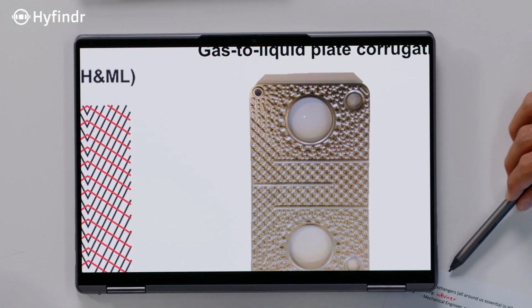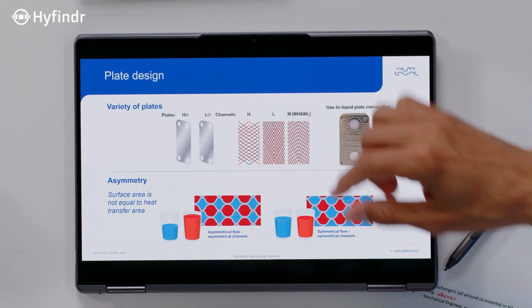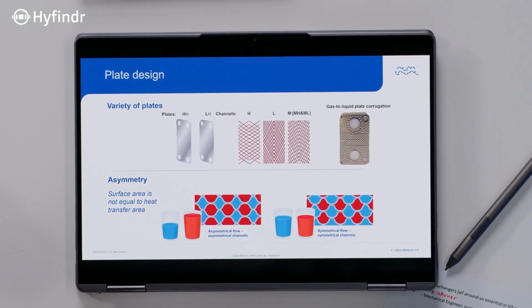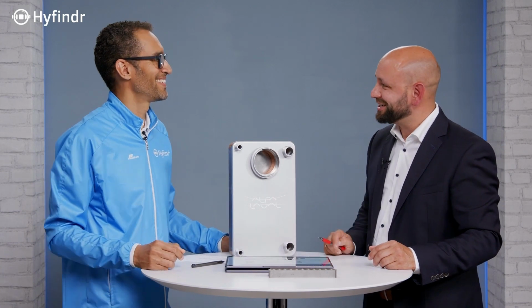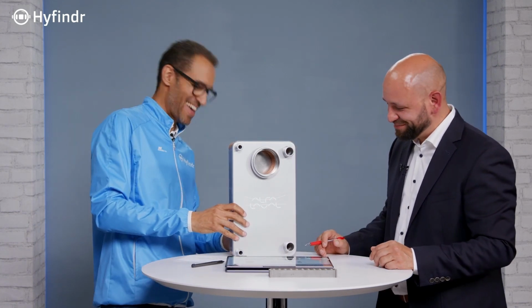Okay. Is this the kind of thing we would see in this object we have here on the table? Absolutely. This one has dimples. This is exactly that gas to liquid. Yeah, this has dimples. How sweet.